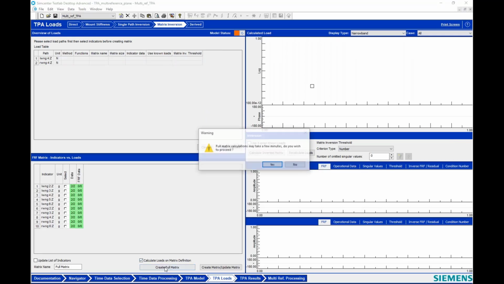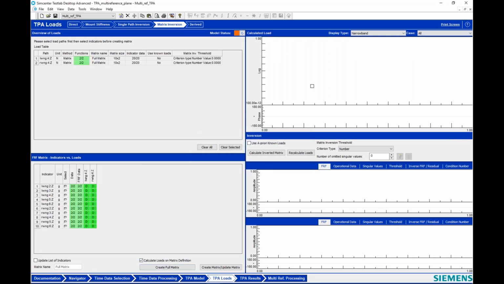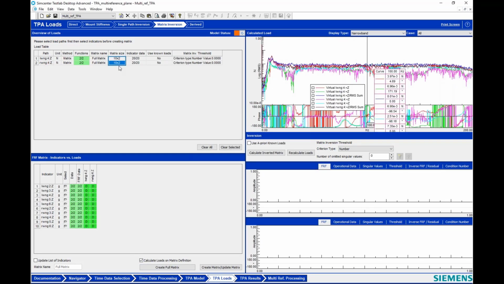Now I go to TPA loads, go to matrix inversion, clear all my forces here, and create the full matrix. It'll take a little bit, so it's fast. This is a 10 by 2 matrix. I have 2 paths and I have 10 indicators, so that's why I have a 10 by 2 matrix. If I look at the condition number, which is basically a quality indicator on the matrix before it's inverted, it is fairly well conditioned. That's because I have a very good overdetermination of 10 indicators to calculate 2 forces. Normally we want this condition number to stay below 100. It's below 10, so I'm very happy with that condition number.